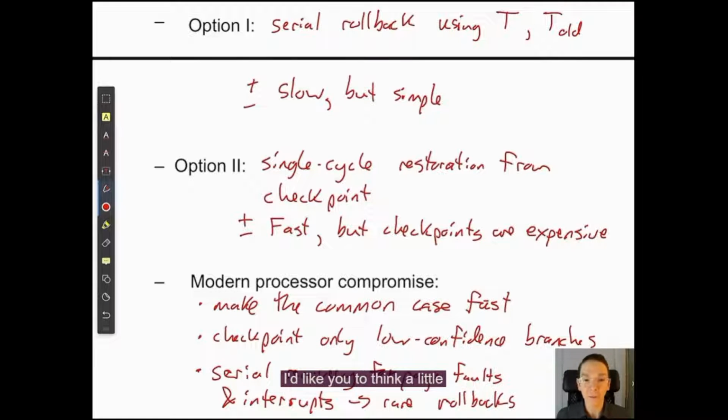I'd like you to think a little more about this compromise. Given some fixed number of map table and free list checkpoints, why wouldn't we dedicate a checkpoint to make a snapshot at every instruction to support interrupts and exceptions quickly? And why would we only dedicate checkpoints to some branches and not others? Great, so those are the key concepts of how to restore precise state in the MIPS R10k.